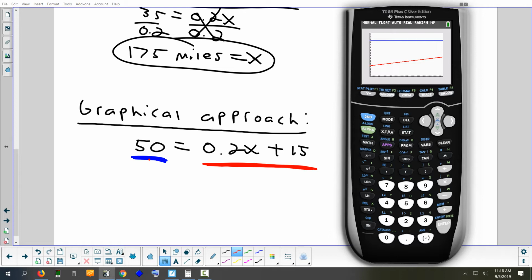It's better. All right? So I told you that this was a horizontal line at 50. So you probably want to set your Y max a little higher. Don't put your Y max at 50. Then the blue line will be right on the very edge of the screen. 60 is good. But I'm looking for where these cross.